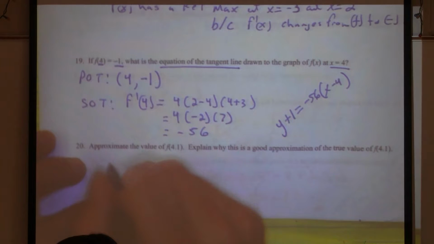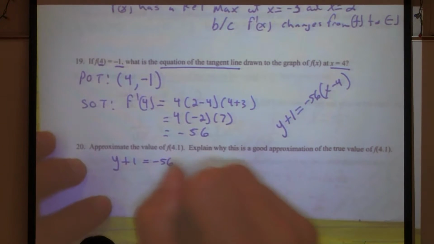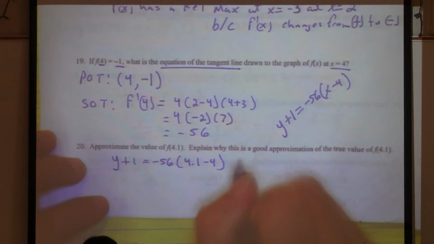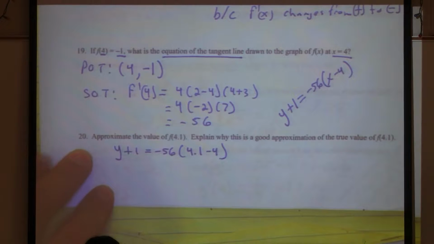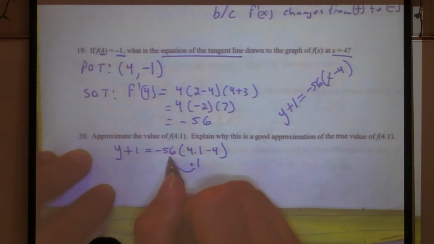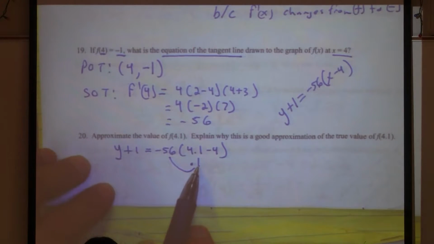So let's use it. We're going to say y plus 1 equals negative 56 times 4.1 minus 4. What's 4.1 minus 4? 0.1 times 56. If I have 56 pennies, how many pennies?